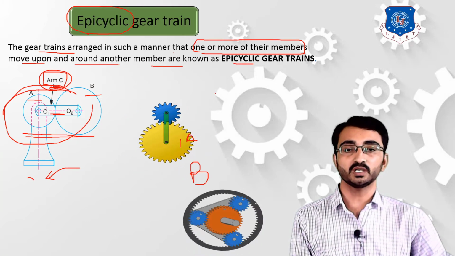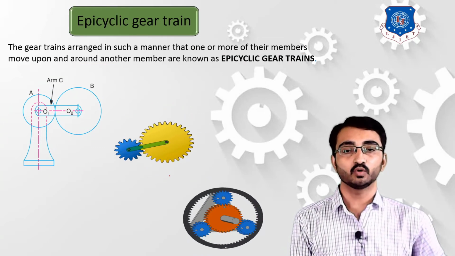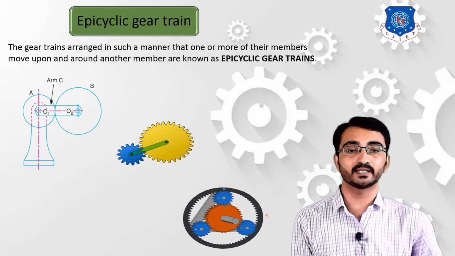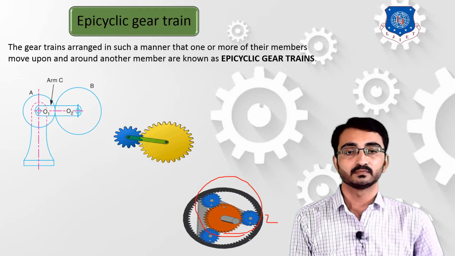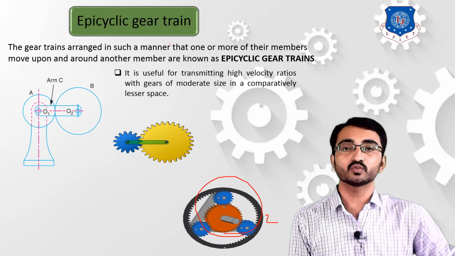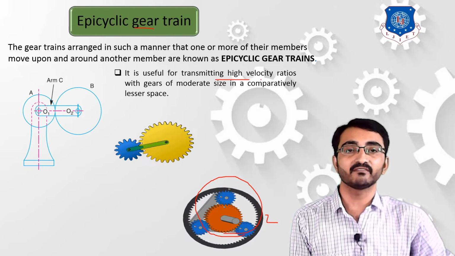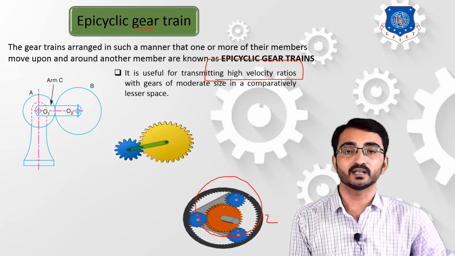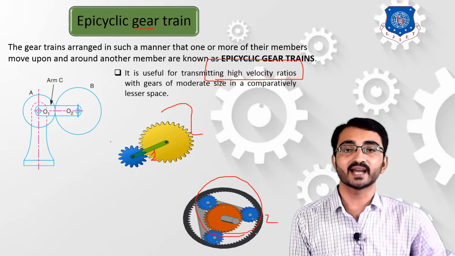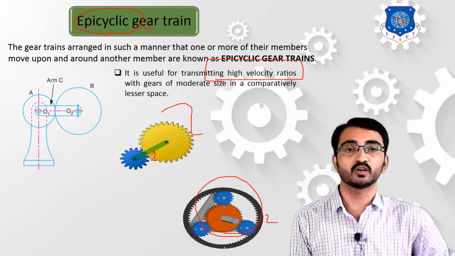So they are moving upon or around another member, and this type of assembly is known as an epicyclic gear train. Now this arrangement can also be used in such a way that the center gear is fixed and all other gears on the periphery of the center gear are rotating. This type of arrangement is known as a sun and planet gear. So why are we using this type of assembly? Epicyclic gear trains are useful for obtaining high velocity ratios. Over here you can see that gear 1 compared to gear 2 is rotating with very high speed, so this arrangement helps us achieve high velocity ratios.